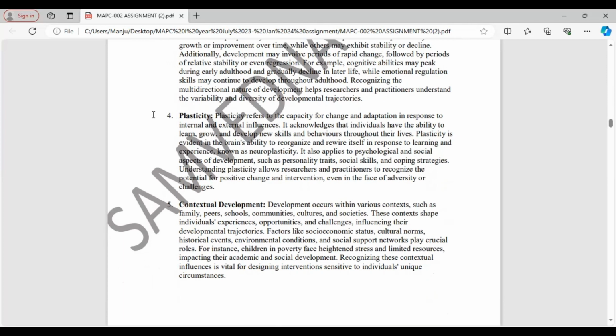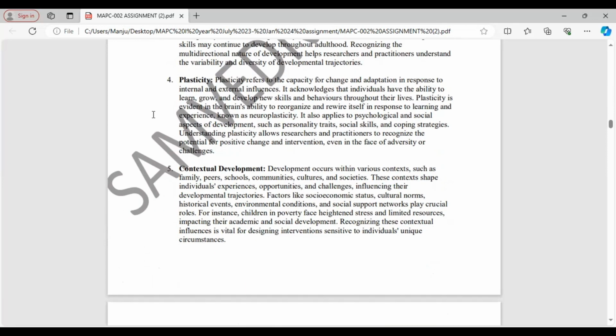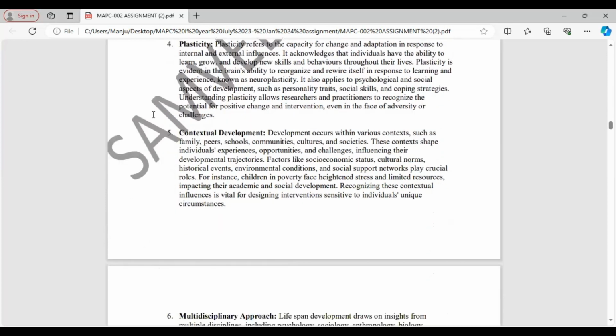Then, plasticity. It means the capacity for change and adaptation in response to internal or external influences. So, plasticity can be seen in the brain's ability to reorganize and rewire itself in response to learning and experiences, which is also known as neuroplasticity. This neuroplasticity is important for short notes also.